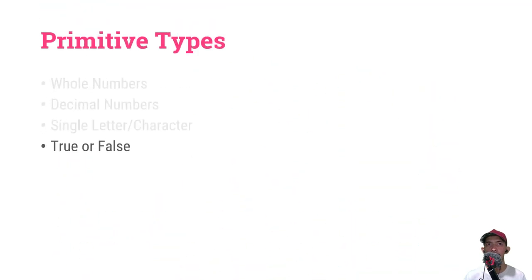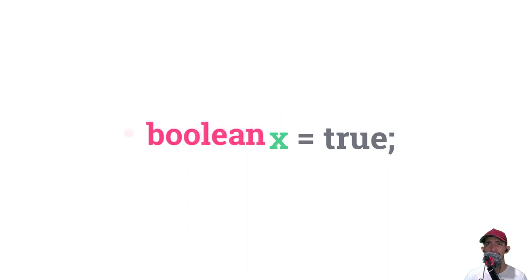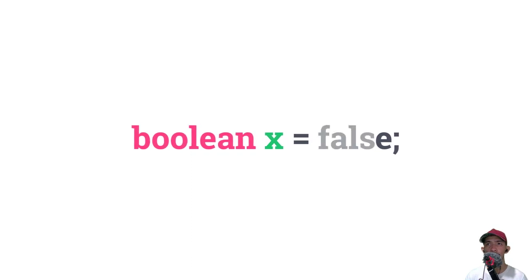For storing true or false, or on or off, or 1 or 0, boolean ang ginagamit natin. So to declare that: boolean, then followed by variable name, equals true, or pwede ding false.